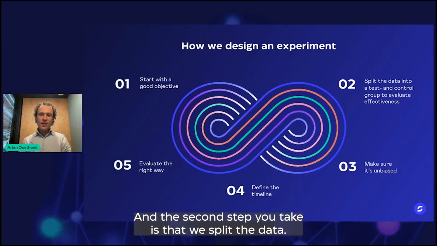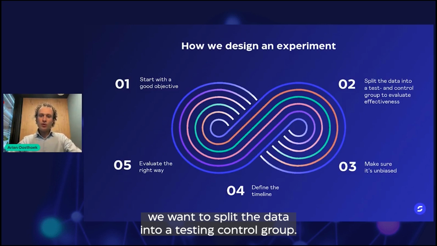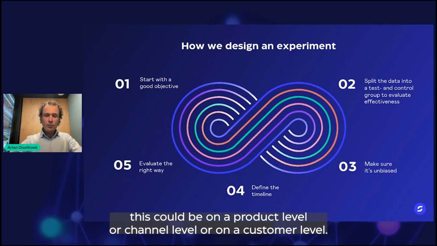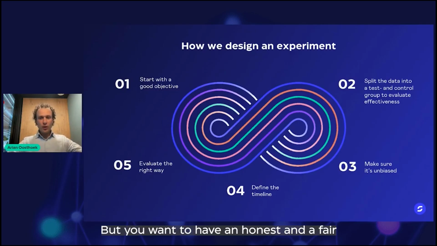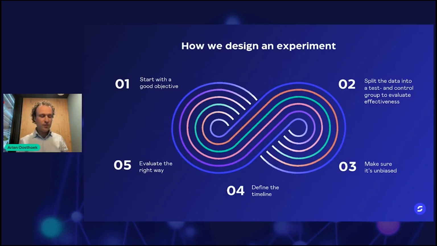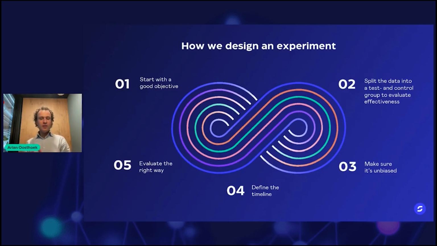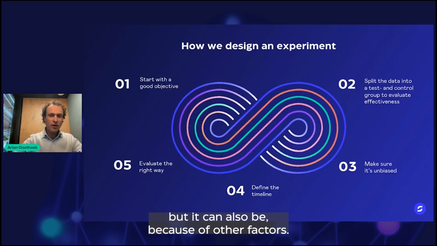And the second step you take is that we split the data. So if we have the scope of the price sensitivity defined, we want to split the data into a test and control group. And as I already mentioned earlier, this could be on a product level or channel level or on a customer level. But you want to have an honest and fair experiment to avoid a situation where, if the margin has increased from the experiment, you want to test that it's not only because of the experiment, but it can also be because of other factors.